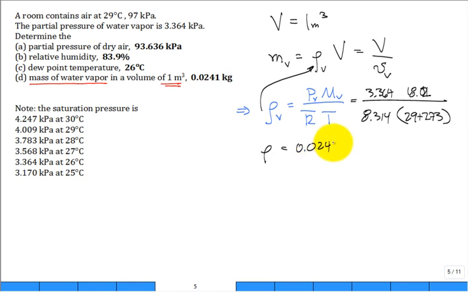So I could tell you what rho is. Rho is equal to 0.0241 kilogram per meter cubed. What is that? Kilogram of vapor per meter cubed of volume, and that volume holds both dry air as well as water vapor. But it's only the kilograms of water vapor in that 1 cubic meter that we have tracked right there. So there you go. So we're left with that many kilograms.